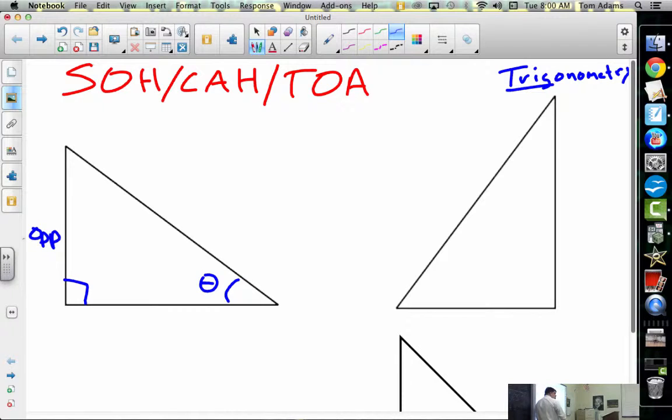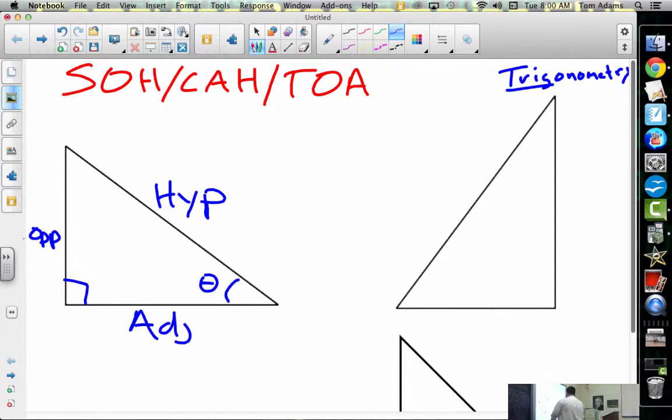The side across from the 90-degree angle is the longest side on the right triangle. We call that the hypotenuse. And the one left over is called the adjacent. Now this is on any right triangle, but we're gonna focus on 2 specific right triangles. We call those the special cases at first, and then we'll apply this knowledge to everything else.